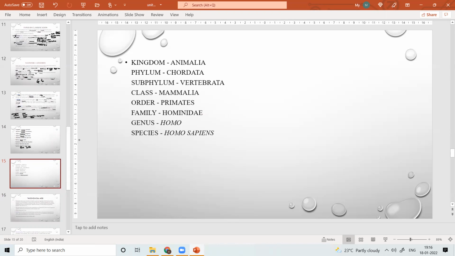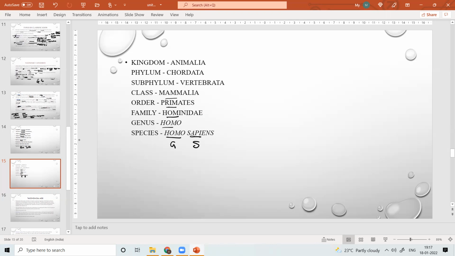So the next one is Homo sapiens. So the Homo sapiens are nothing but human beings. So the scientific name for human being is Homo sapiens. Here, Homo is the genus and sapiens is the species. So here, the genus is Homo, family is Hominidae, and order is Primates, and the class is Mammalia, that includes all mammals along with primates.